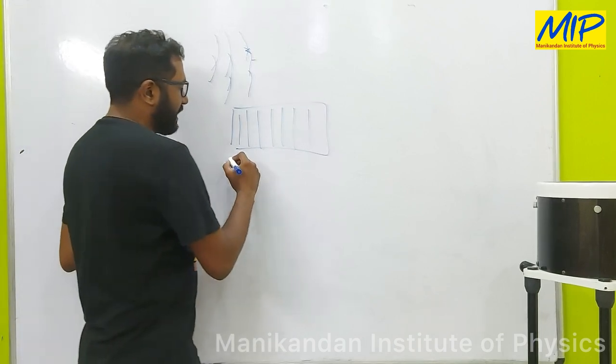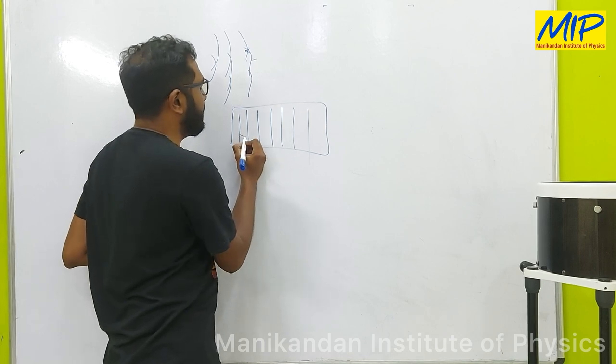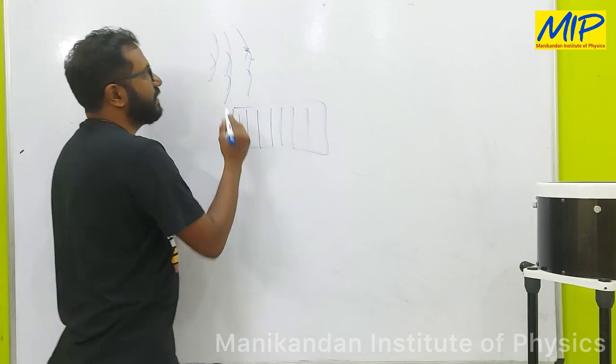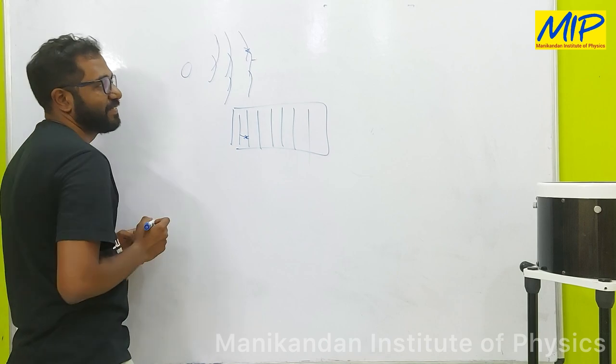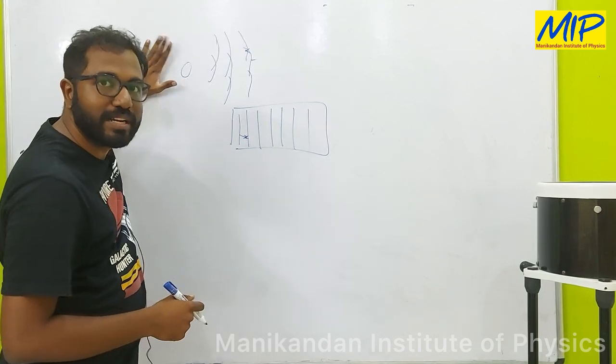Now, if I plot this, based on the contrast between the bright and the dark fringes, I can identify what kind of object it is in the front. Or even from this, I can reconstruct how the object may look.